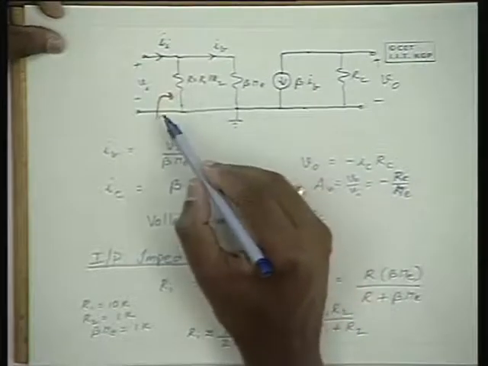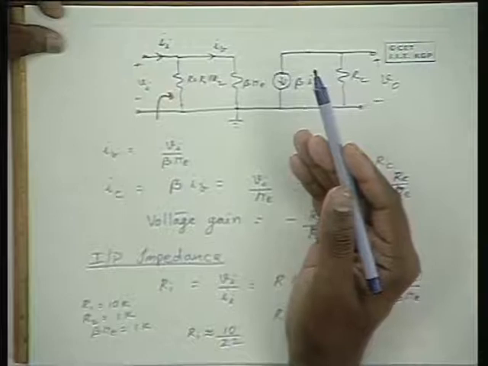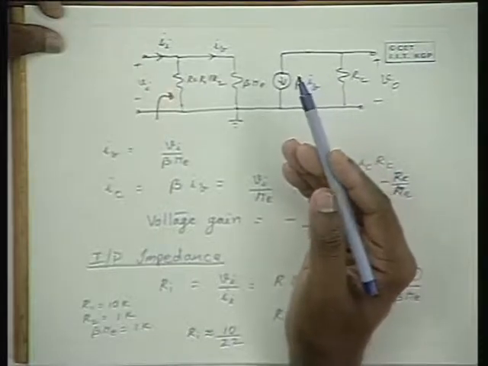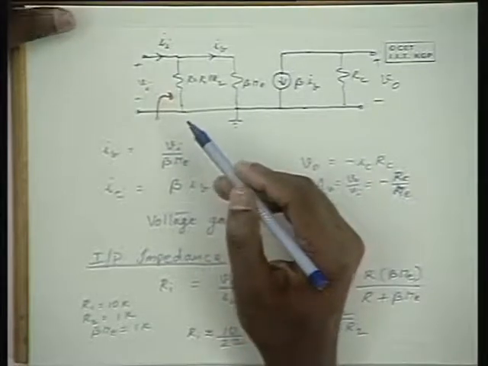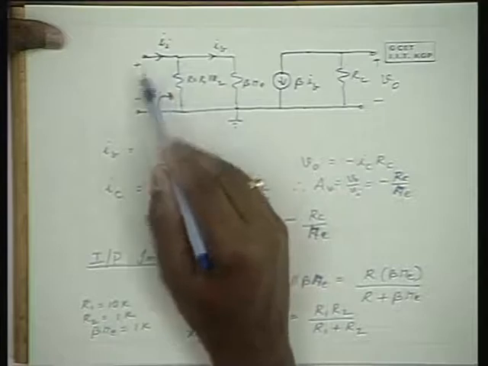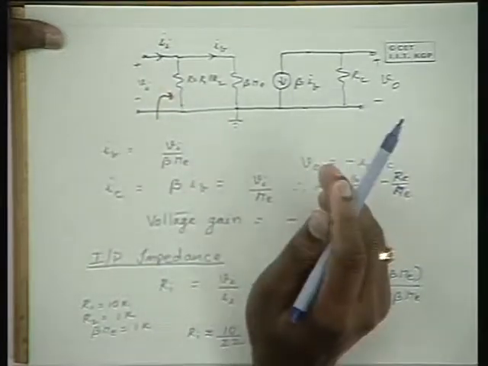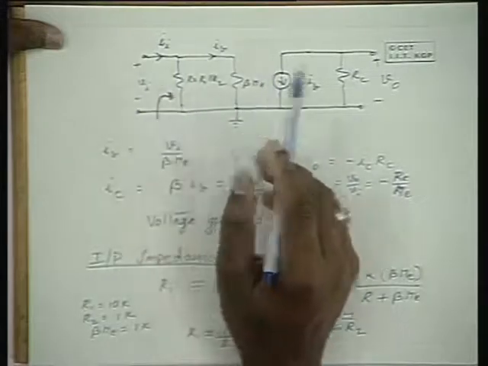And what is desirable? Do we prefer a large input impedance or small input impedance? For voltage gain, we expect large input impedance so that this circuit, or the amplifier, doesn't load the supply.